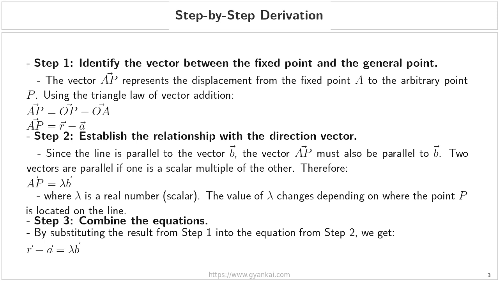In step 3, we bring these two ideas together. We take our result from step 1, where we found that vector AP equals R minus A, and substitute it into our equation from step 2. This gives us the relationship, R minus A equals lambda times vector B.